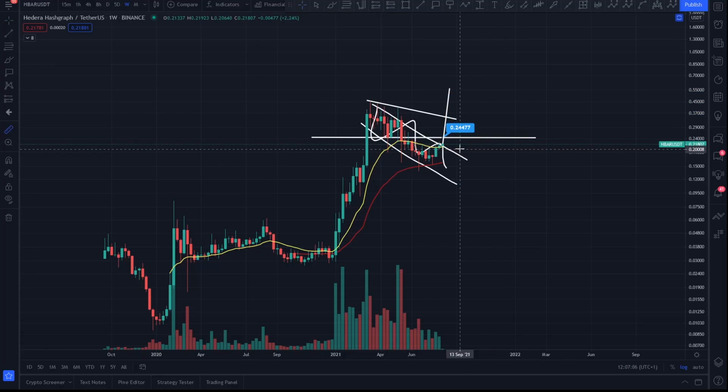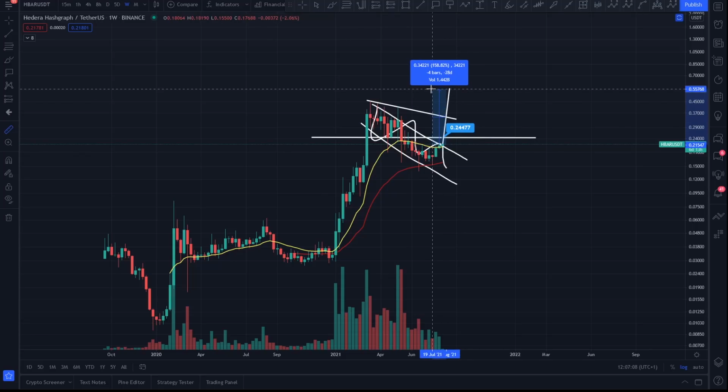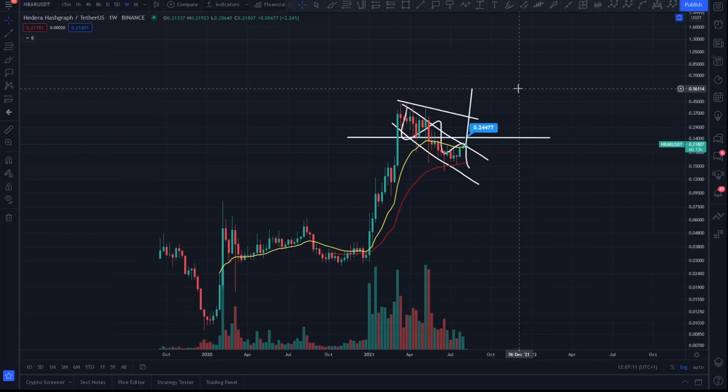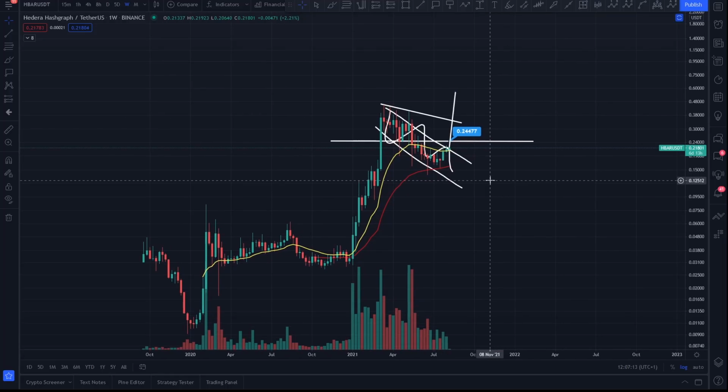Okay, we are already breaking out. We're above the EMAs. Let's look at this for a potential trade. 158% upside for Hbar, but I'm not going to lie to you, you've got levels of resistance. You do need to see them broken.